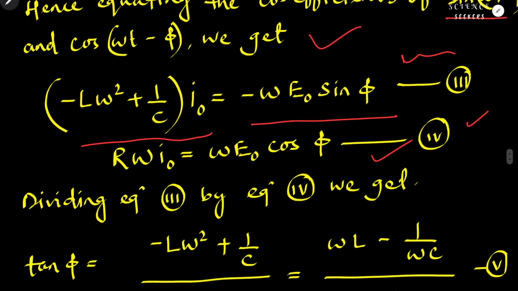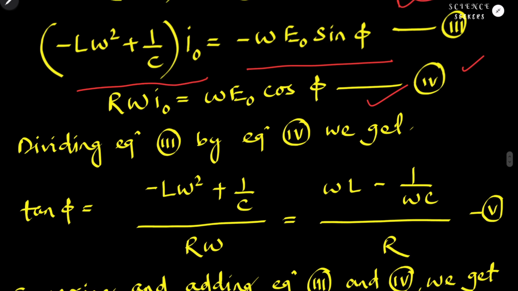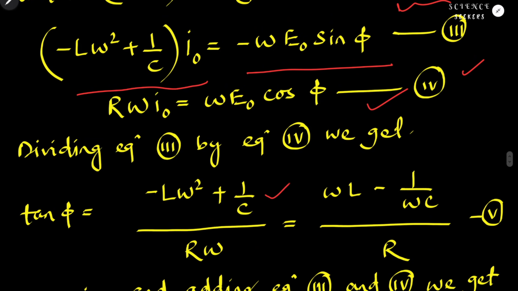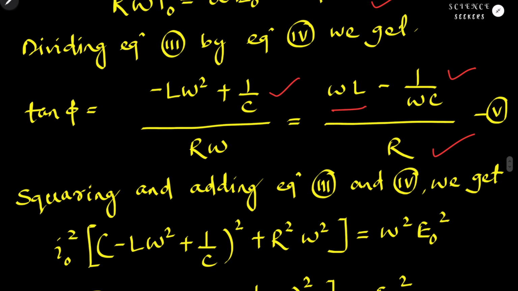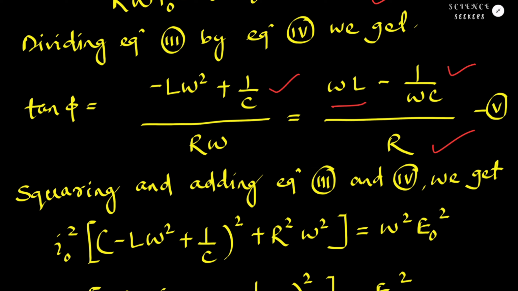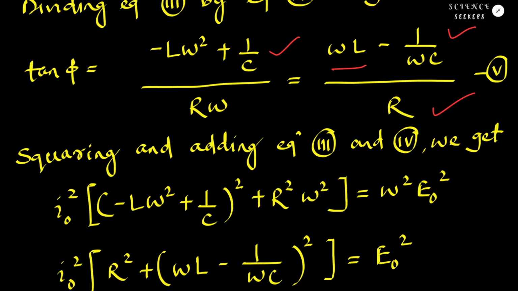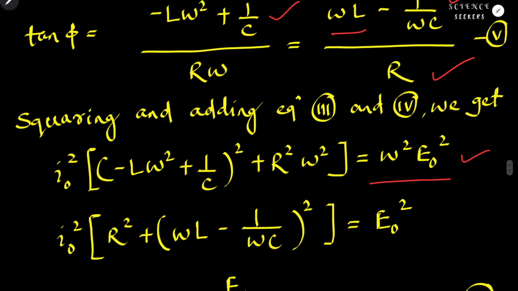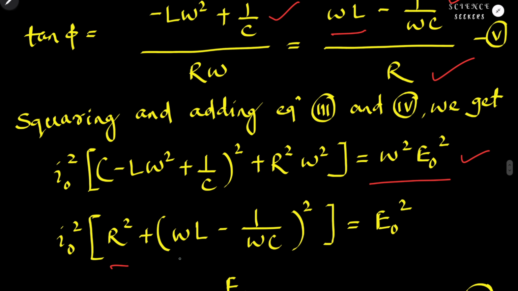Then dividing equation 3 by 4, we get tan phi equal to minus L omega square plus 1 by C by R omega, which is equal to omega L minus 1 by omega C divided by R. That is equation 5. Squaring and adding equations 3 and 4, we get I naught square whole into minus of L omega square plus 1 by C whole square plus R square omega square is equal to omega square E naught square. So I naught square whole into R square plus omega L minus 1 by omega C whole square is equal to E naught square.